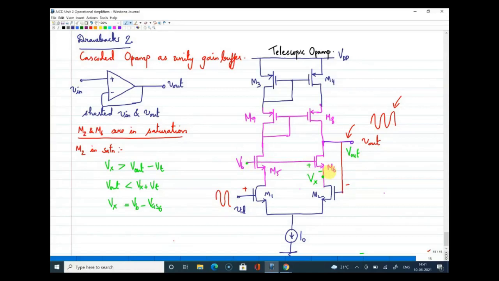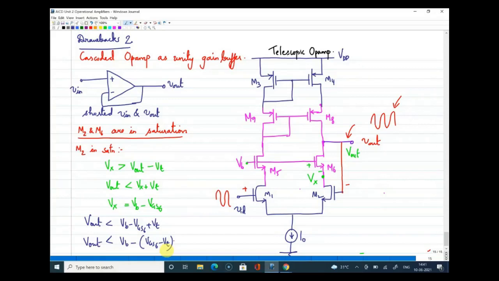Now, if that is the case, I can write Vout should be less than Vb minus VGS of 6 plus Vt. Or if I write it a little more properly, it should be Vb minus, I'll take this into bracket, VGS6 minus Vt. So to ensure the saturation condition for M2, the output node voltage should be less than Vb minus one overdrive. What you have is VGS6 minus Vt. I'm just keeping this condition at one point.